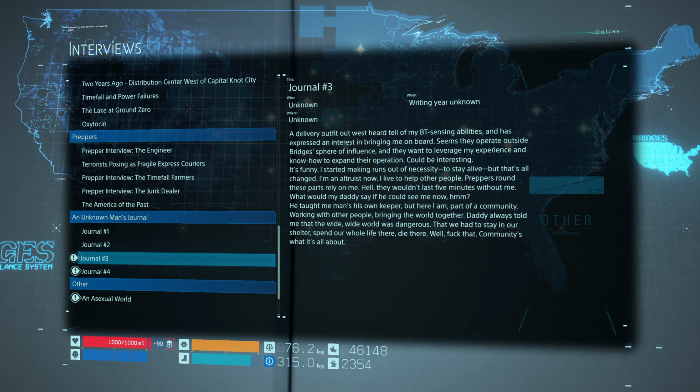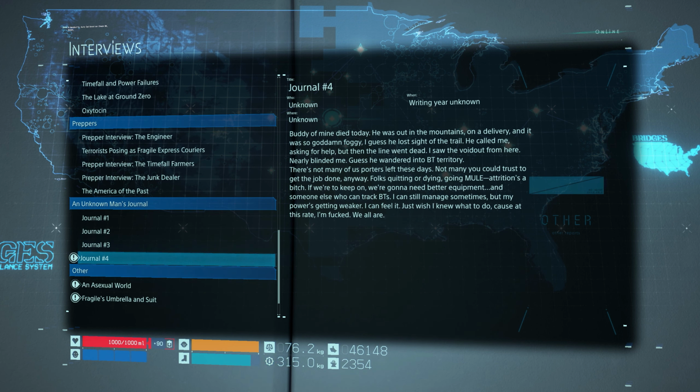It's funny, I started making runs out of necessity to stay alive, but that's all changed. I'm an altruist now. I live to help other people. Preppers around these parts rely on me. Hell, they wouldn't last 5 minutes without me. What would my daddy say if he could see me now? He taught me man's his own keeper, but here I am, part of a community, working with other people, bringing the world together. Daddy always told me that the wide, wide world was dangerous, and we had to stay in our shelter and spend our whole life there, die there. Well, fuck that. Community is what it's all about.